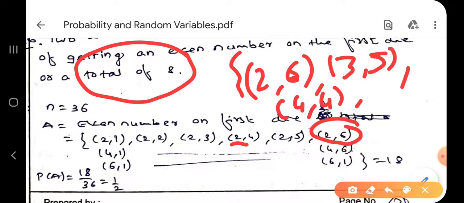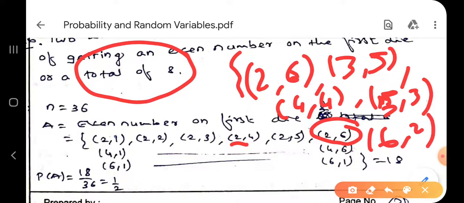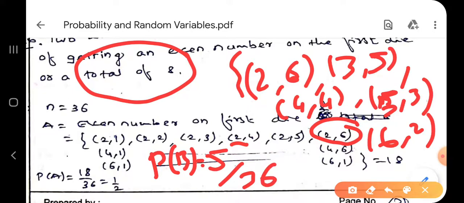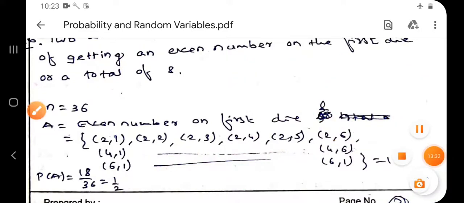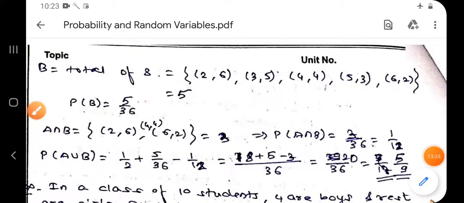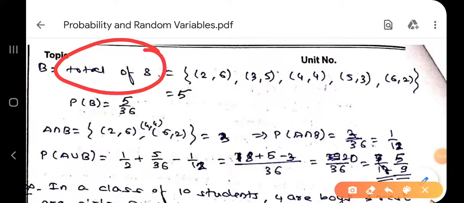Next, something remains: 5 3. Yes, 5 3. And the last one, 6 2. So 1, 2, 3, 4, 5. I get 5. Correct. P of B is equal to 5 upon 36. Have you understood it? 5 upon 36. So total of 8, that is our event B, and I get 5/36.